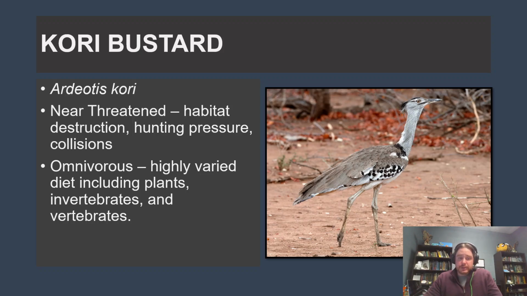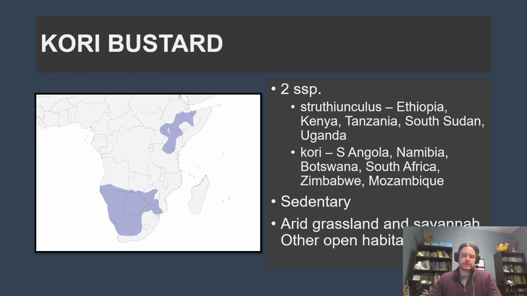They are omnivorous. They have a highly varied diet of plants and small vertebrates. And that's the case for, I'd say, a lot of species in this group. Their diets are fairly similar.